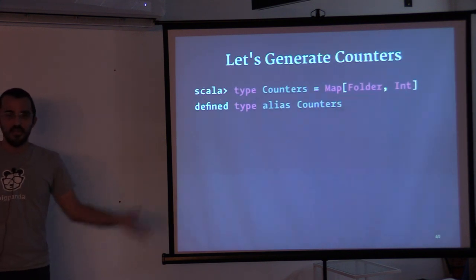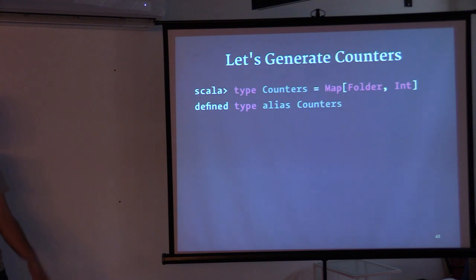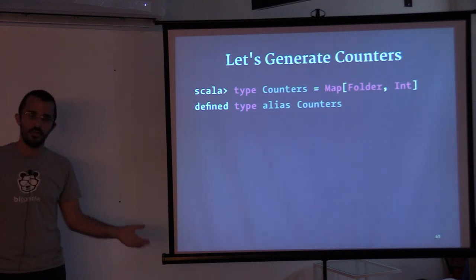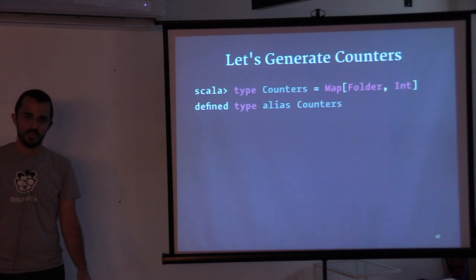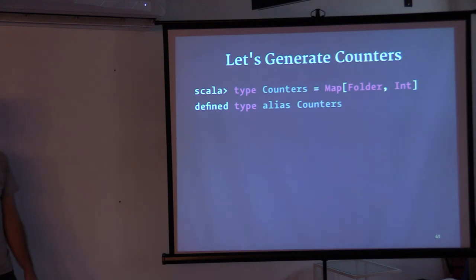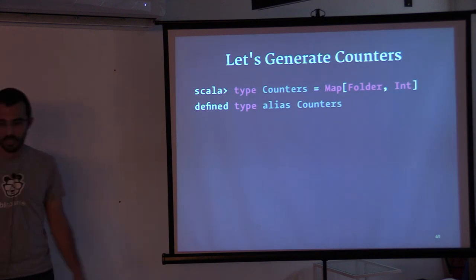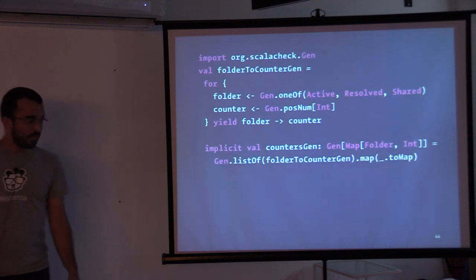So let's try to define a generator for the counters type, right? For the map of folder to int. This is what we want to do. We want to catch the bug that slipped by us. Remember, the manager is calling and we are really, really upset. We want to write some properties that will help identify the problem. So let's try and do that.